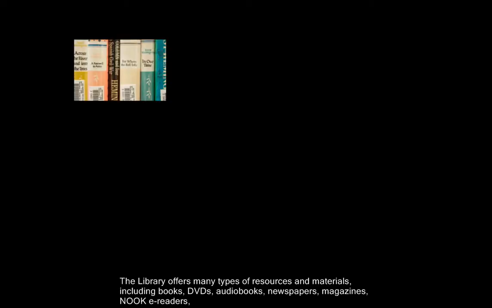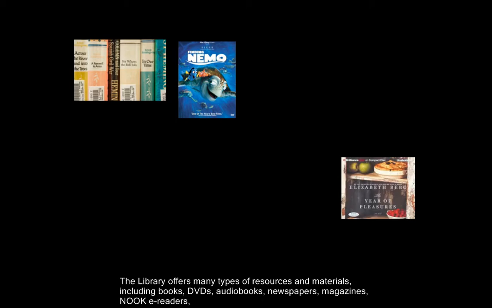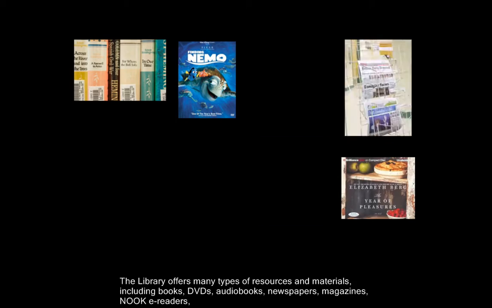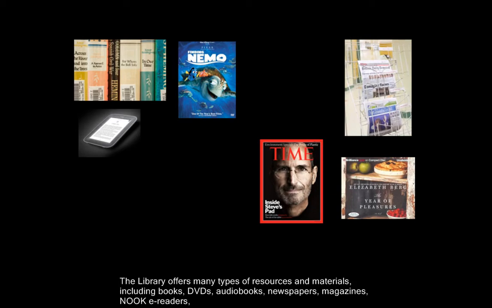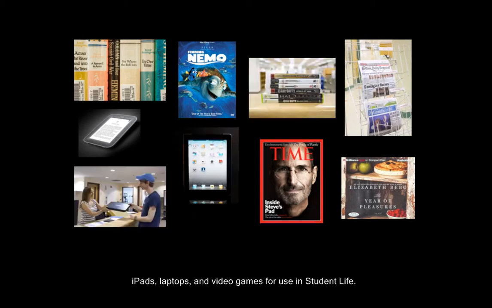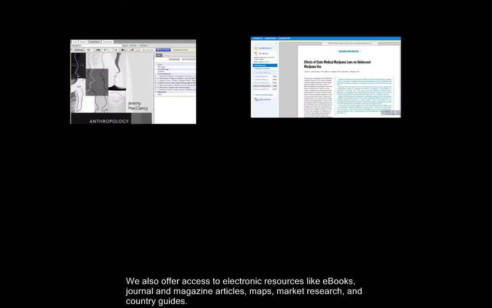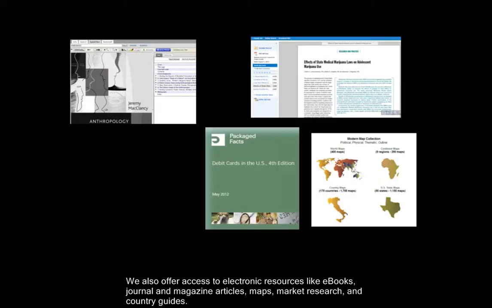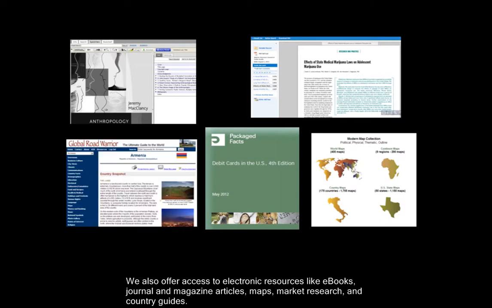The library offers many types of resources and materials, including books, DVDs, audiobooks, newspapers, magazines, Nook e-readers, iPads, laptops, and video games for use in student life. We also offer access to electronic resources like ebooks, journal and magazine articles, maps, market research, and country guides.